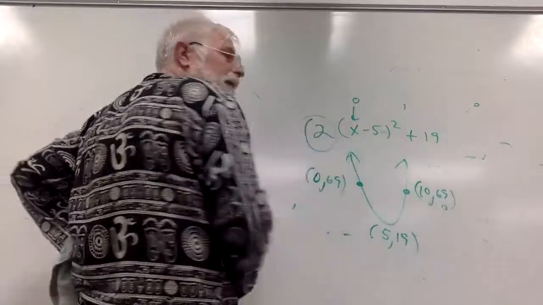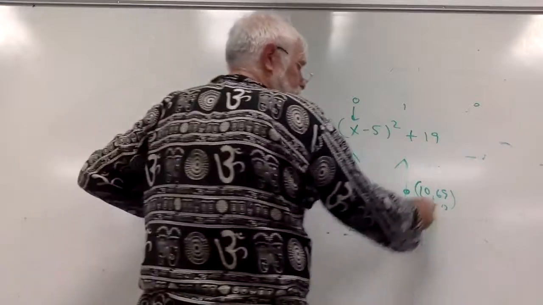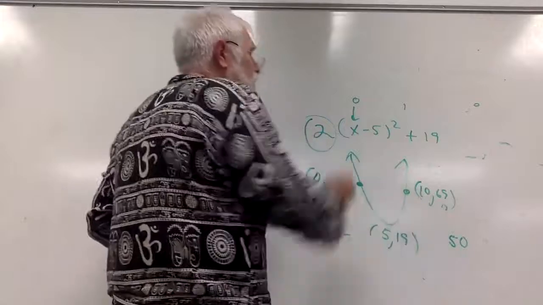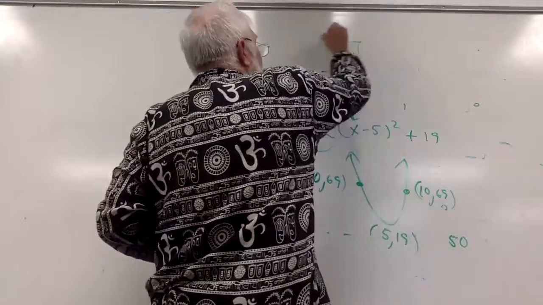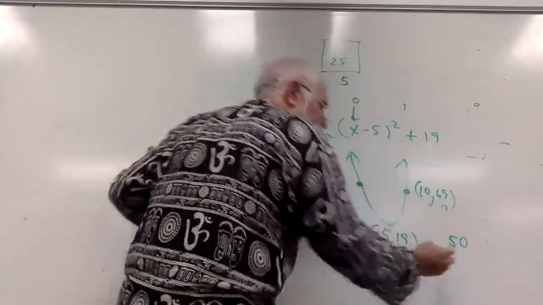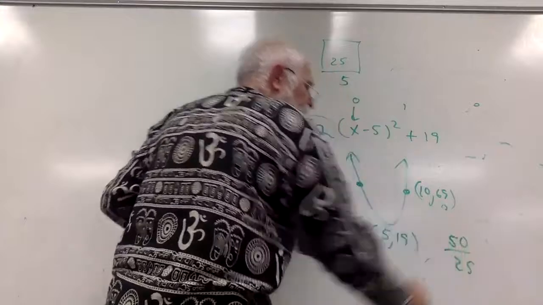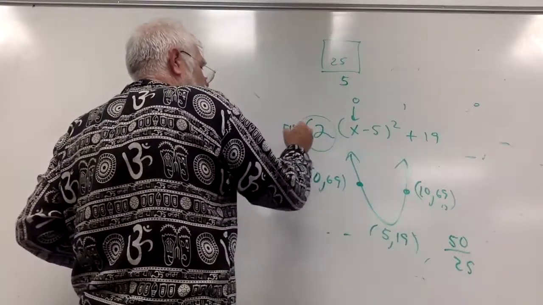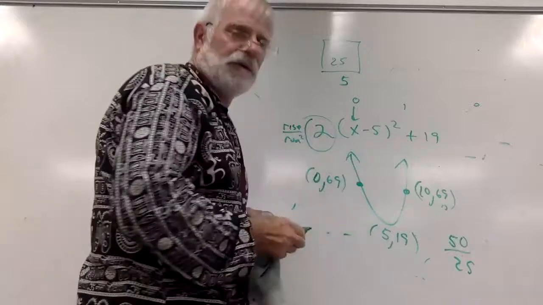And how do you get the 2? Well, you look at 19 to 69. That's a jump of 50. 5 to 10 is a side length of 5, but an area of 25. What's 50 divided by 25? 2. So that's rise over run squared as measured from the vertex.